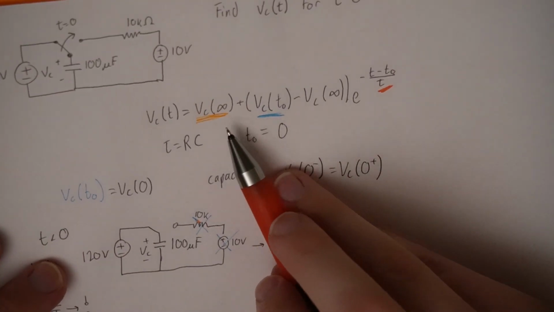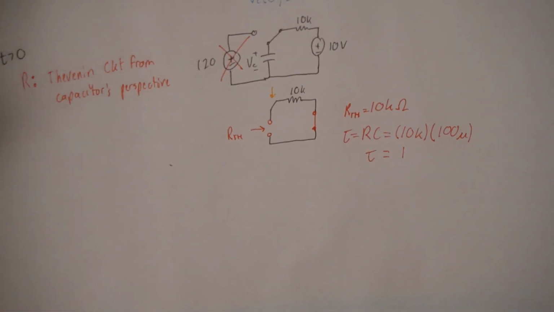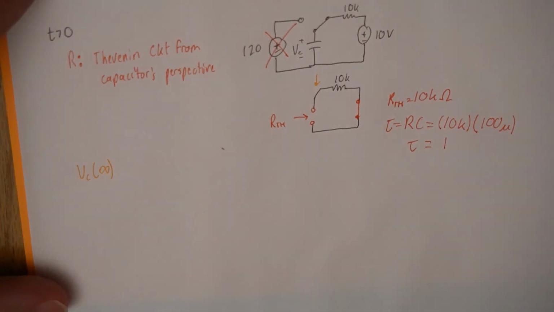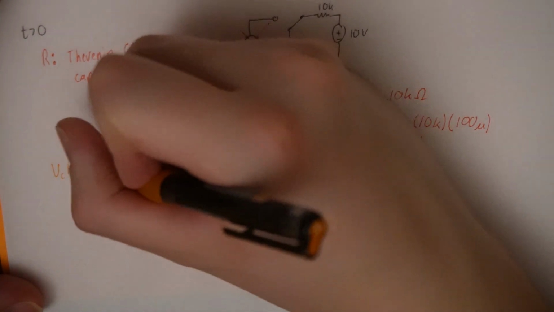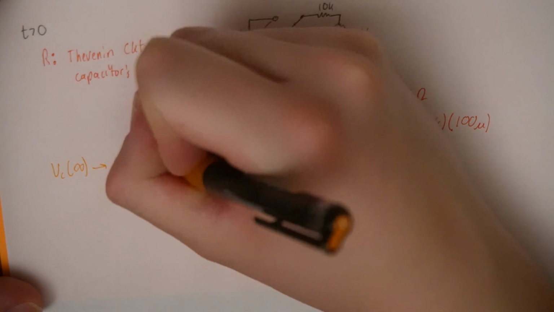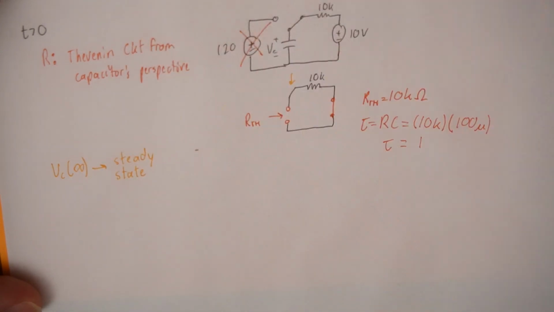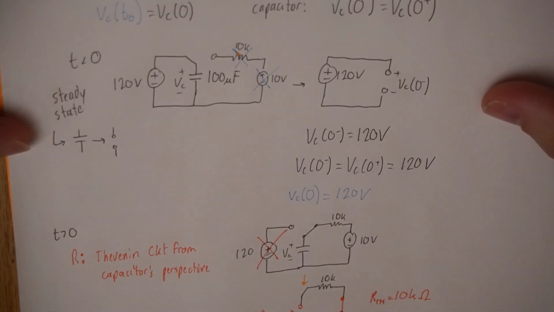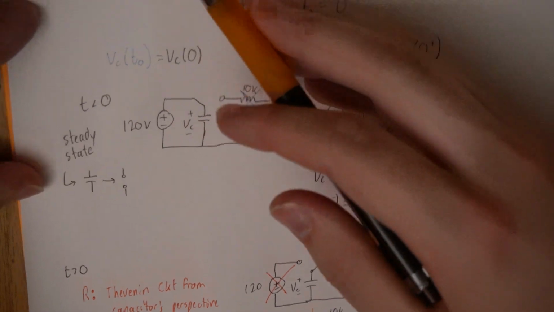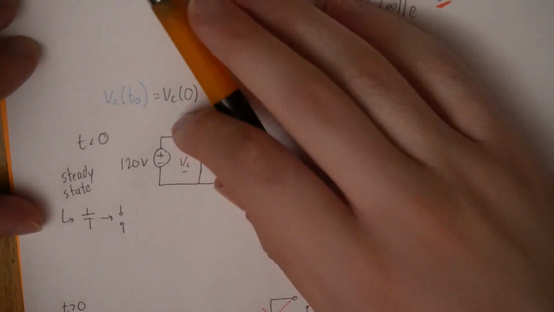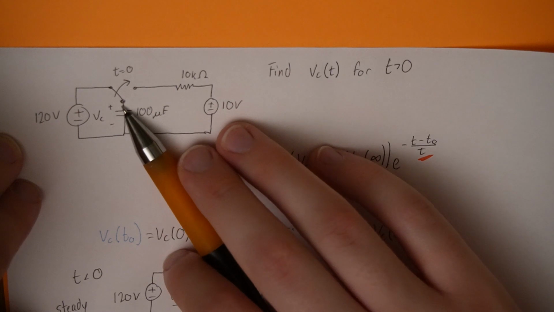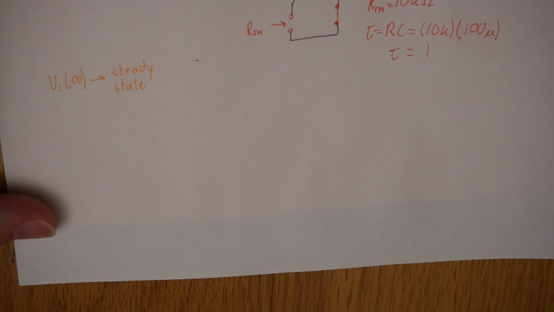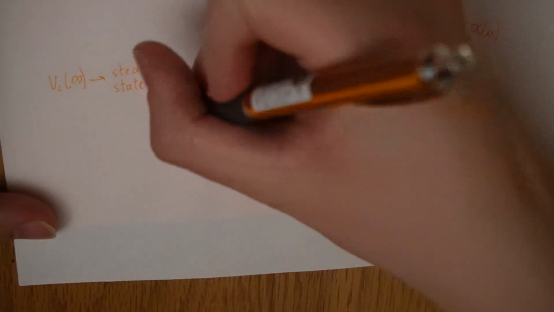Last thing we need is this VC at infinity. So let's solve for that now. VC at infinity assumes that the circuit is in a steady state. What's different from the steady state before that we already solved, the first steady state we did was actually before the switch activated, right? It's in this position, right there. But now the switch is moved to the next position. So it's changed the structure of the circuit. So the steady state will be for this circuit here.